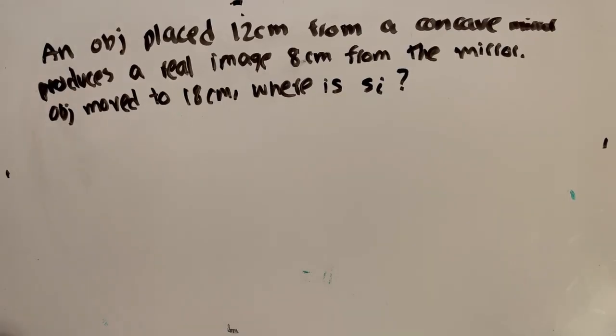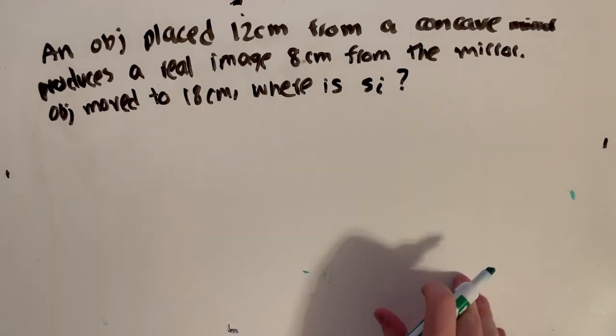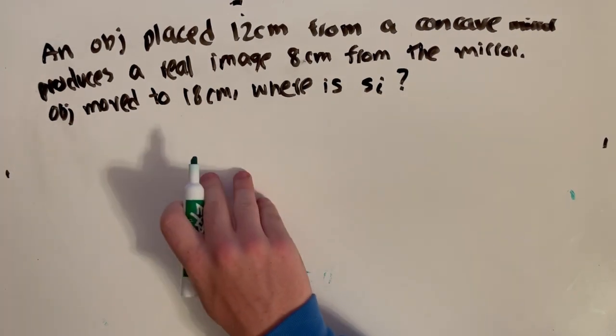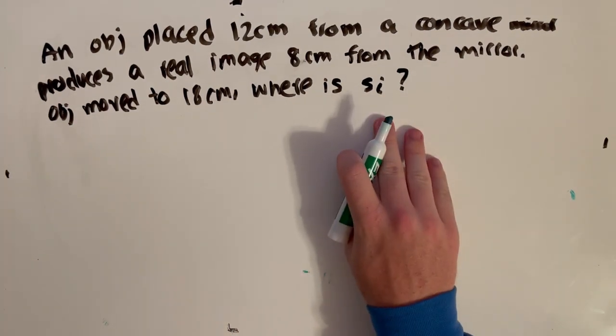So here's our second question. If an object is placed 12 centimeters from a concave mirror, and it produces a real image 8 centimeters from the mirror, that's a statement. And the second part is asking, the object is then moved to 18 centimeters. Where is the new image distance?